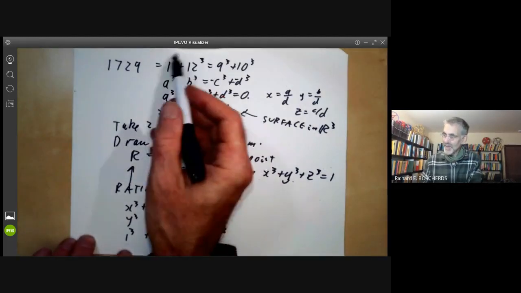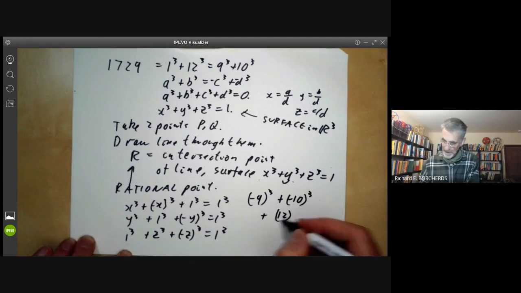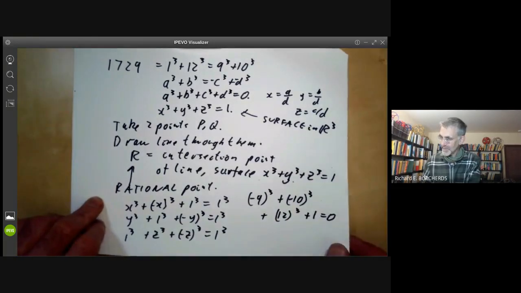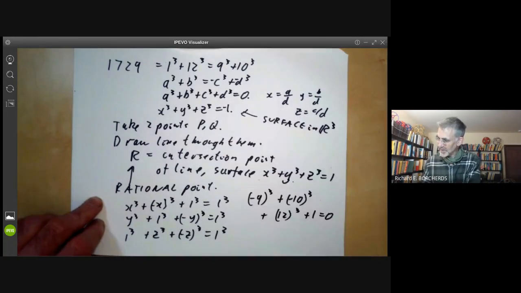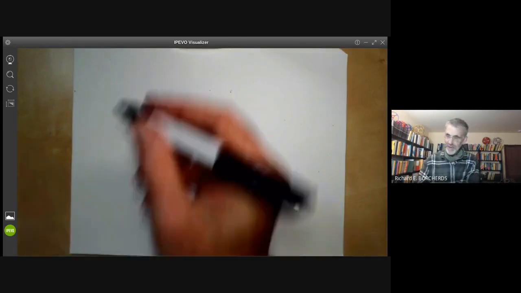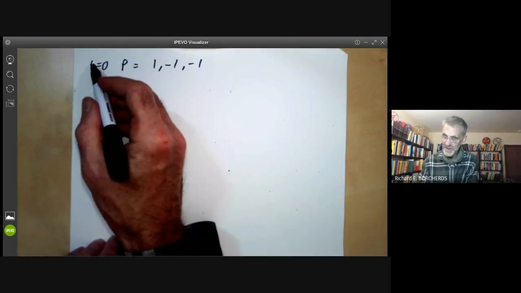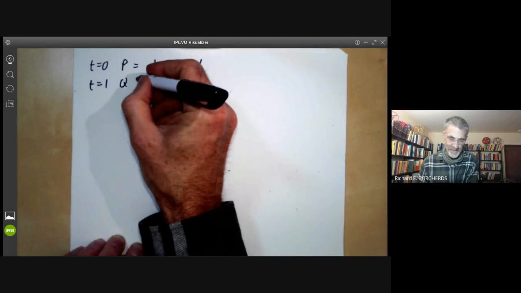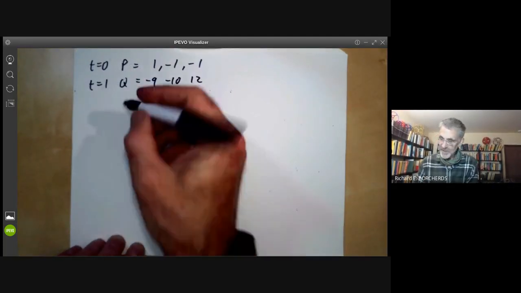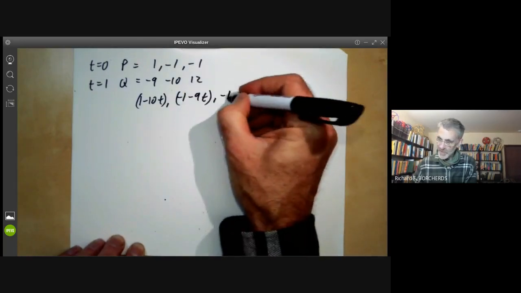However, we've got a more interesting solution, minus 9 cubed plus minus 10 cubed plus 12 cubed plus 1 equals 0. I guess that should be a minus 1 there, never mind. What happens if we do this? Well, let's just see. So let's take the point P to be 1, minus 1, minus 1. And we're going to let this correspond to a rational number t being 0. And at t equals 1, we're going to let it be the point Q, which is equal to minus 9, minus 10, 12. And now we're going to draw the line through these points, and it will be the set of points 1 minus 10t, minus 1 minus 9t, minus 1 plus 13t.